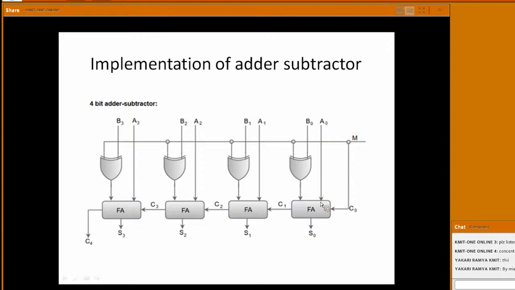So the two inputs to the full adder are A plus the complemented value of the register B. A plus B bar plus what is C0? Here C0 is equivalent to M. Here I have considered M as 1. Therefore C0 is again equivalent to 1. Now what is the resultant? A plus B complement plus 1.